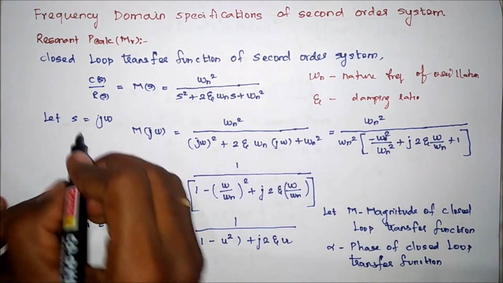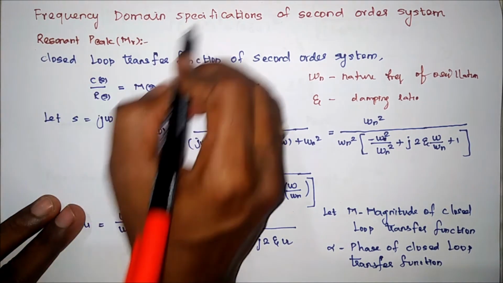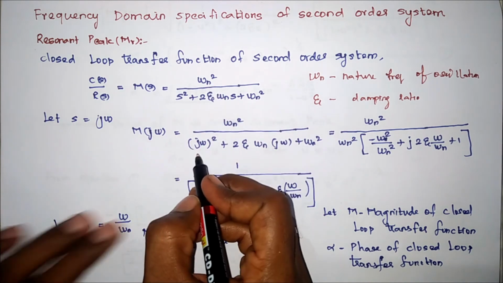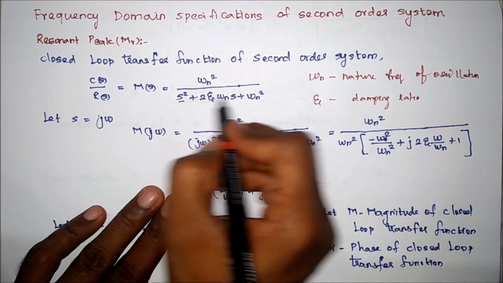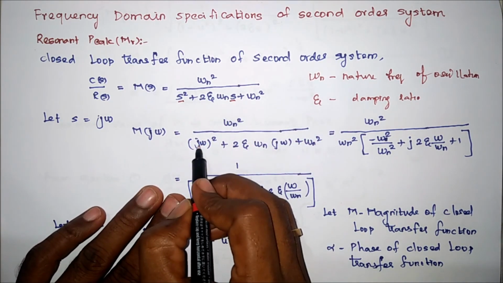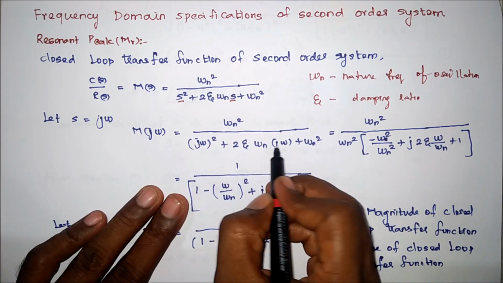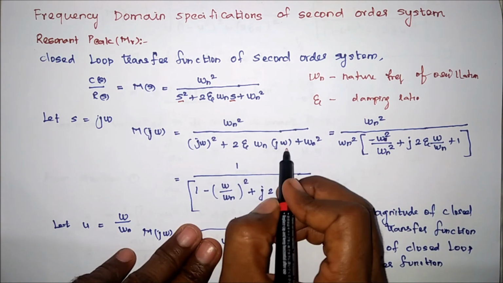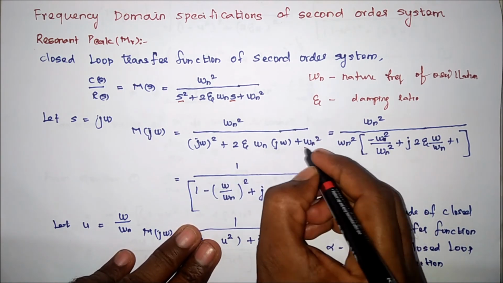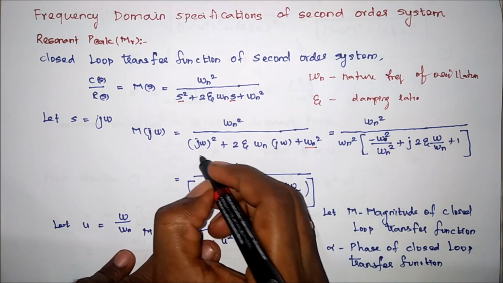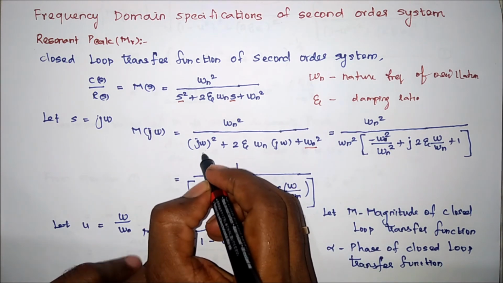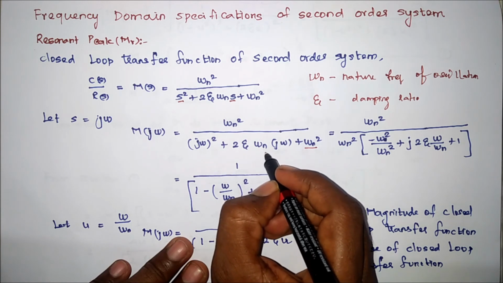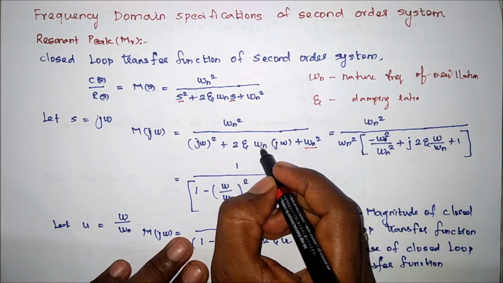So now, according to the frequency domain concept, we have to substitute s equal to j omega into this equation. So here s square, here s, simply we have to replace by j omega. So we will get, after substituting, we can take omega n square outside. So in this term we have to divide with omega n if we take outside. Here we have to divide by omega n only. Already omega n is available.